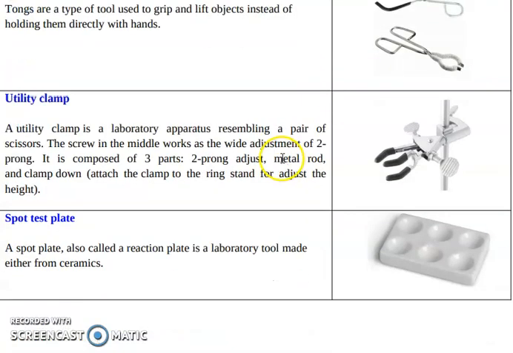Utility clamp. A utility clamp is a laboratory apparatus resembling a pair of scissors. The screw in the middle works as the width adjustment of the two prongs. It is composed of three parts: two prongs, an adjustable metal rod, and a clamp down. You can see the clamp down. Attach the clamp to the ring stand for adjusting the height. So this is the utility clamp.